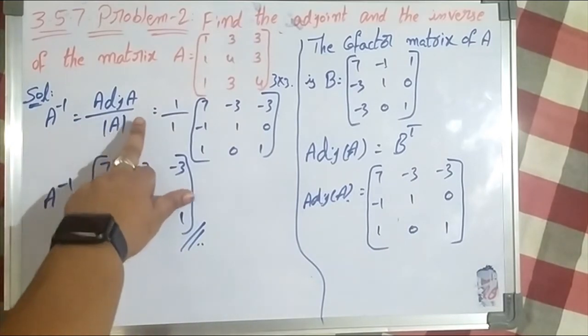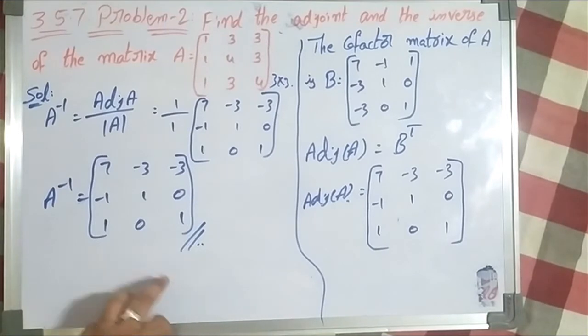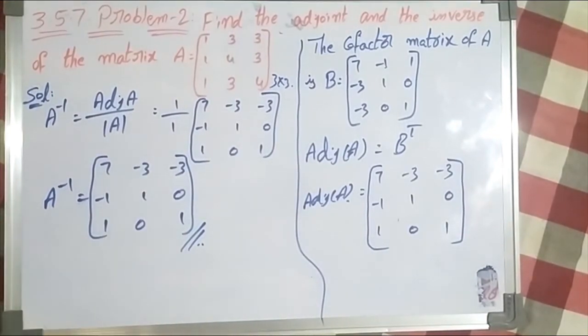A inverse equal to adjoint of A by det A. This is the solution. Next we have to solve the third problem in the same solved problems.